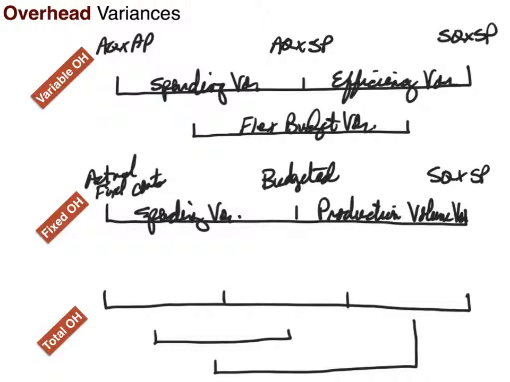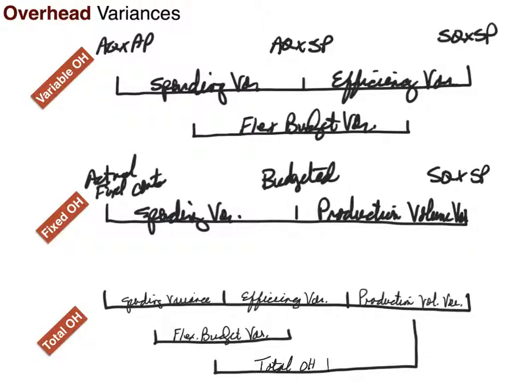Now we're just going to label all these variances here. The first one is our spending variance. The second one is our efficiency variance. The third one is our production volume variance. This is our flexible budget variance. And the last one is our total overhead variance.